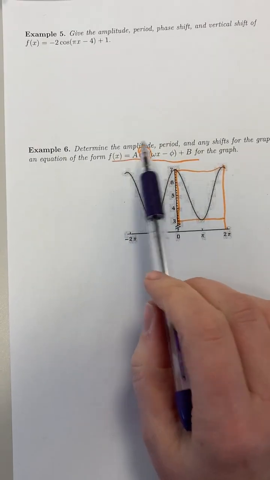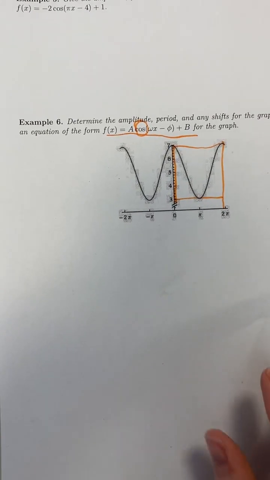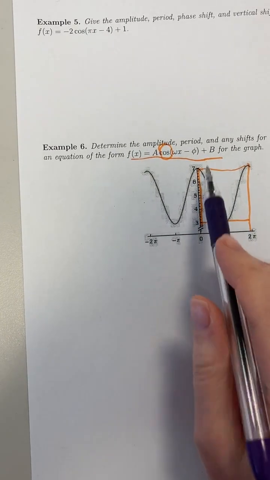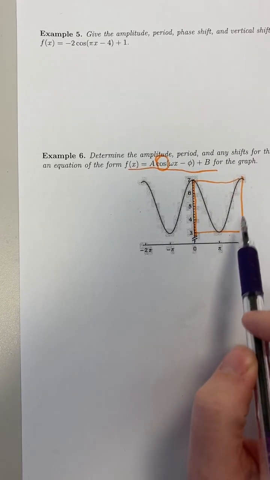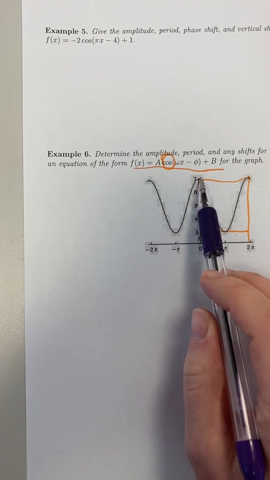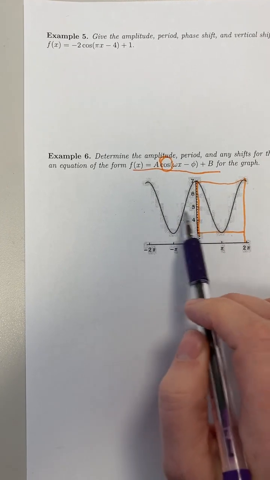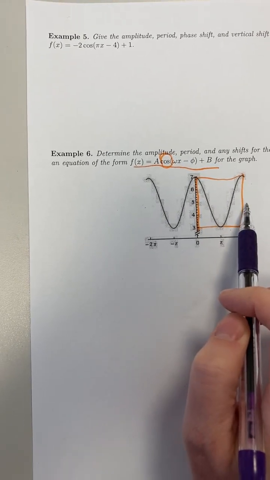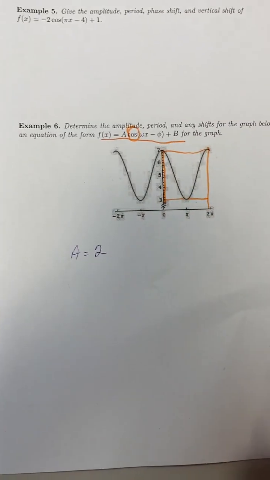So we need to find A, omega, phi, and B and put those into our equation. Remember that A is the amplitude. It's the height of the wave from the middle. Another way to think about that is the whole height divided by 2, right? So if the graph goes from 3 to 7, that's a distance of 4. Cut that in half, and you've got a distance of 2. So A is 2.